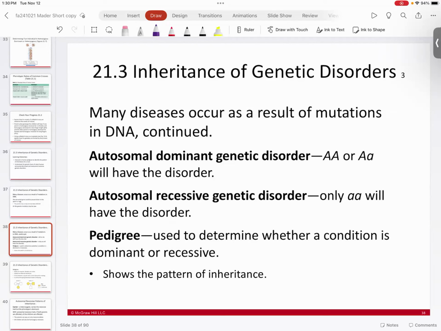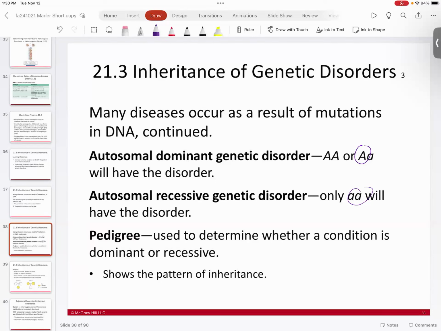And so a lot of these mutations can occur in DNA, and they can come across as different types of things. For instance, you can have what's called an autosomal dominant, where basically all you have to have is just one dominant allele and you're going to have the genetic disorder. Or an autosomal recessive, where you have to have 2 of those recessive alleles in order to see the disorder.